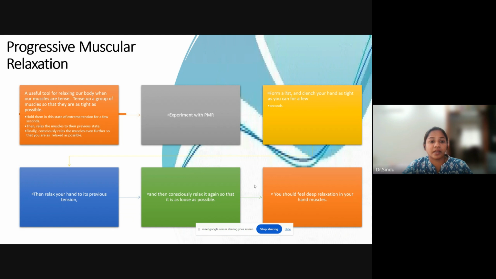Then finally relax the muscles even further, so that you are as relaxed as possible. This experiment has to be done in PMR, progressive muscular relaxation. When you want to do this kind of exercise, please follow a little bit from YouTube so that you will understand what progressive muscular relaxation is.